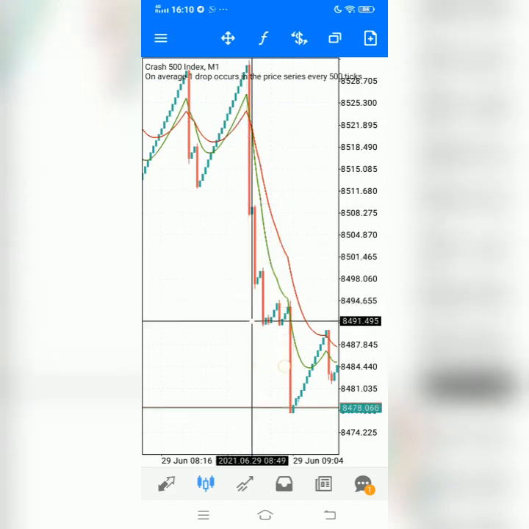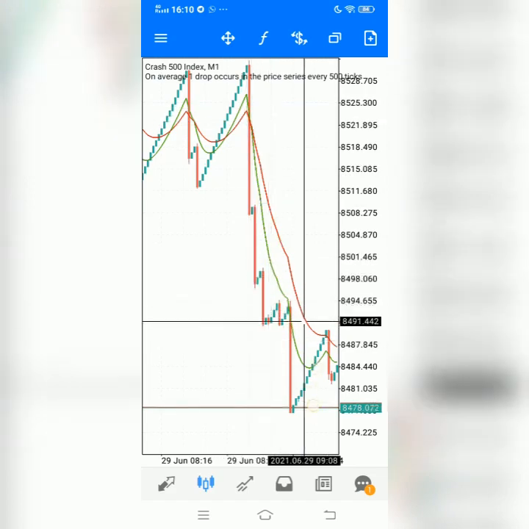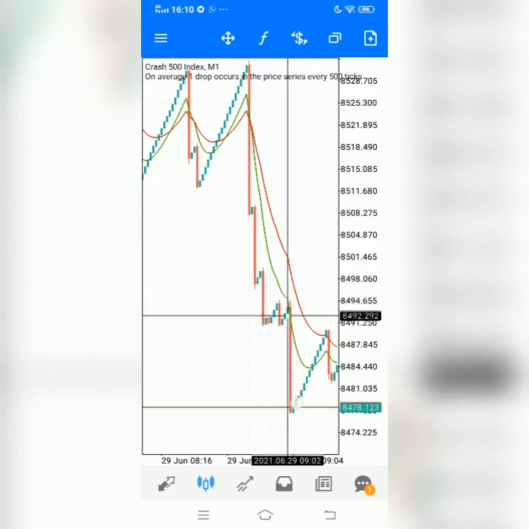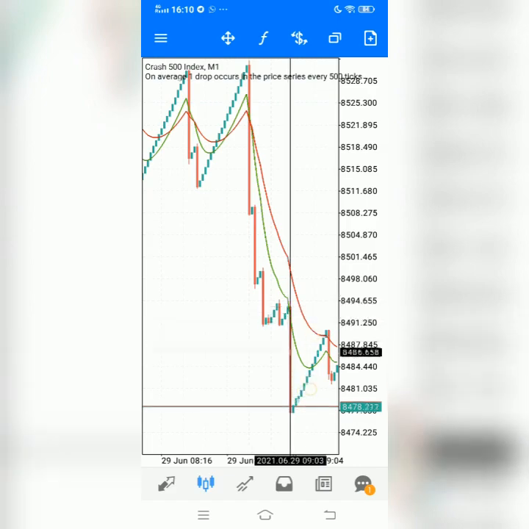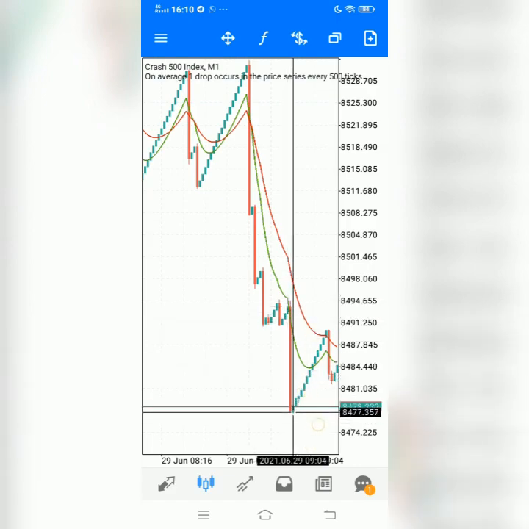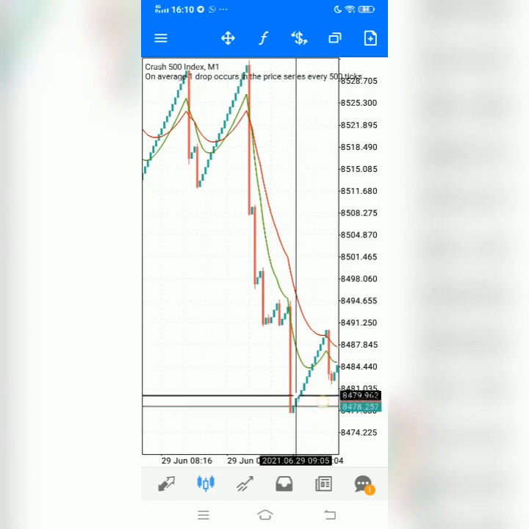We wouldn't have caught any of these crashes, but over here, when the green moving average touched the green candle, crossed the green candle over here, we would have gotten a sniper entry, would have caught that crash. Wait for 3, 1, 2, 3. No crash, so we close.